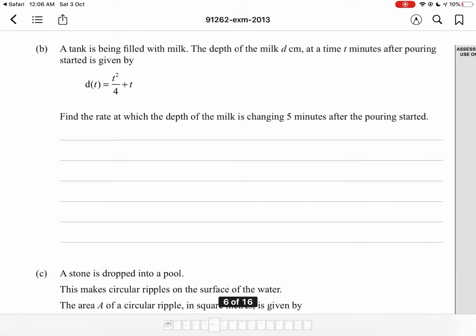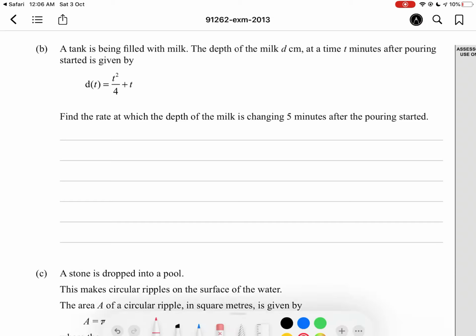So a tank is being filled with milk. The depth of the milk, d centimeters, at any time t minutes after pouring started, is given by d of t equals t squared over 4 plus t. Find the rate at which the depth of the milk is changing 5 minutes after the pouring started.